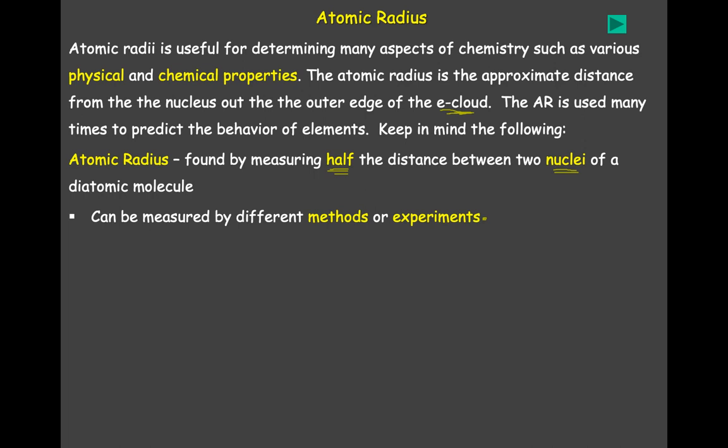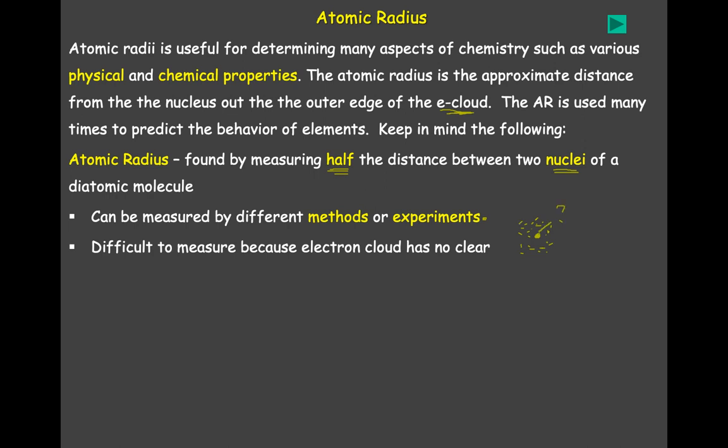You can do the covalent radii, the van der Waals radii, or crystal radii. There are different ways that you can do this, but we're going to choose a simple way. You just have to know what the radius is rather than the different experiments. And this is not easy to do because you have a nucleus in the middle, the electron cloud going around it, and those different electrons around it, so it's kind of hard to find the actual edge out here.